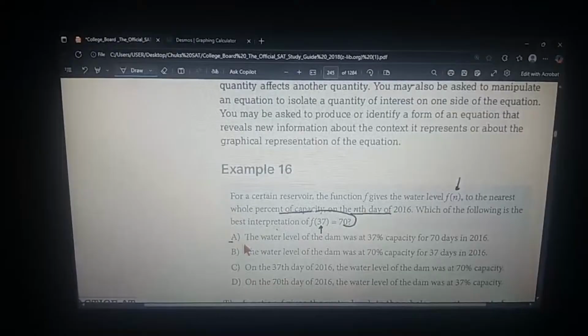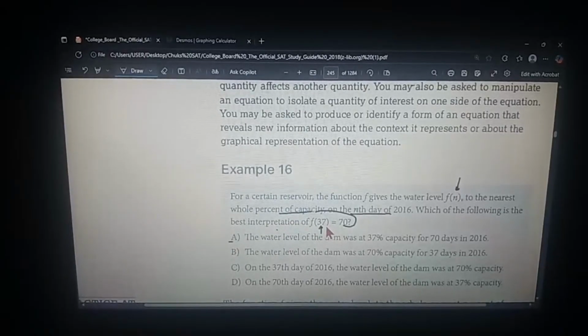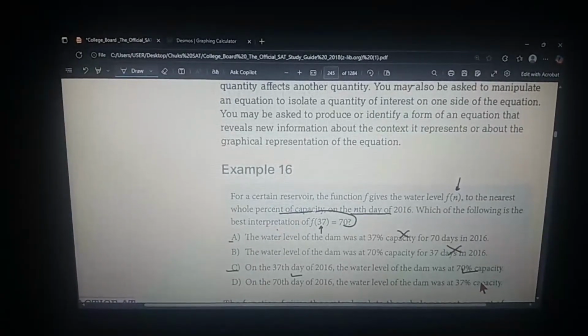So let's see option A. Option A says the water level of the dam is 37%. No, it's not 37%, it's the 37th day. So this one is wrong. Option B says the water level of the dam was 70% for 37 days. No, it's supposed to be on the 37th day. For 37 days and the 37th day are not the same. Option C says on the 37th day, which is correct, the water level of the dam was 70%. The other one is on the 7th day, so this is wrong. So the correct answer is option C.